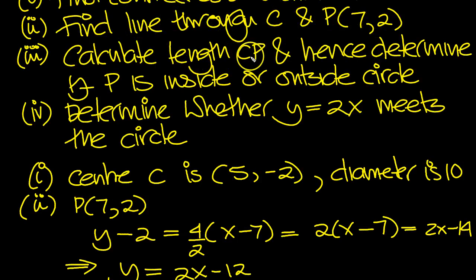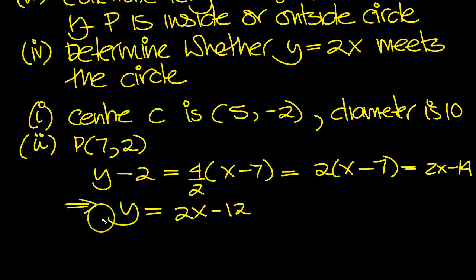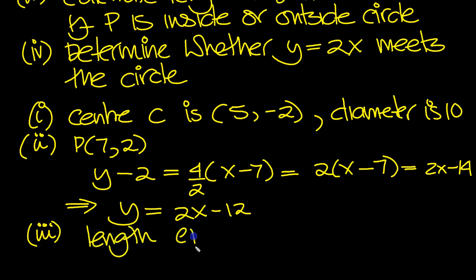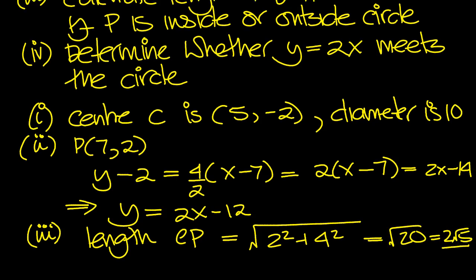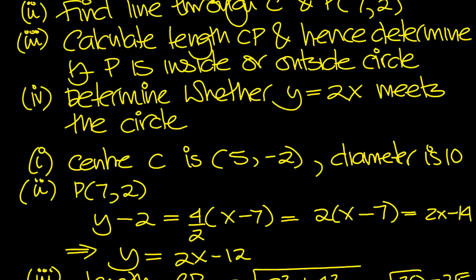Now part 3, calculate the length CP. So let's do the length then, using Pythag. Length C to P is equal to the square root of the difference in the x squared. 7 to 5 is 2, so that's 2 squared. The difference in the y would be 4, so that's 4 squared. So it's 16 plus 4, root 20, which is 5 fours, so it's 2 root 5. And again, tap that in the calculator if you need to simplify it. 2 root 5, part 3.